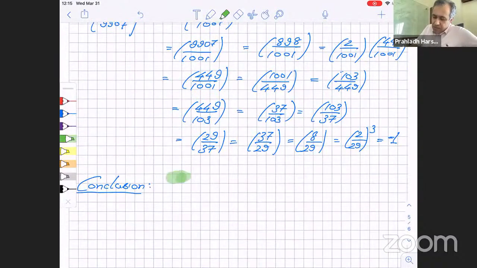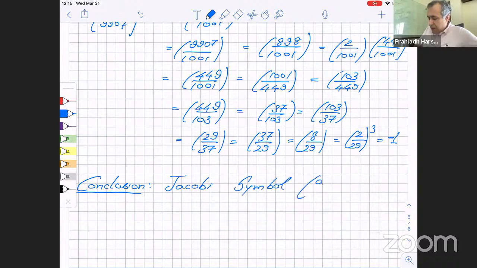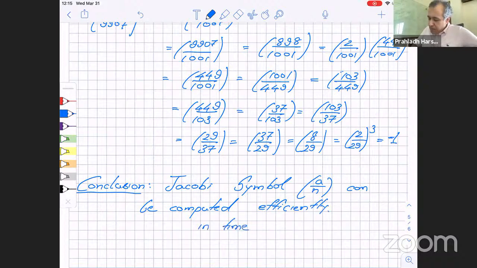Conclusion: the Jacobi symbol A by n can be computed efficiently. In fact, if you do the analysis, the time will just turn out to be log n times log a.